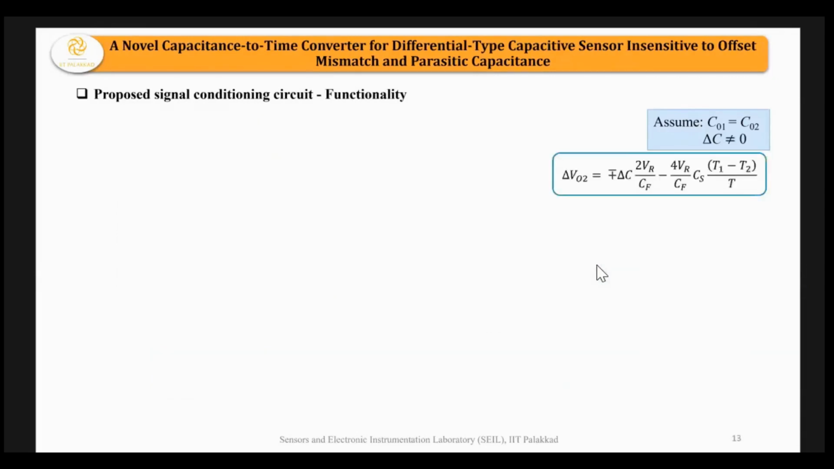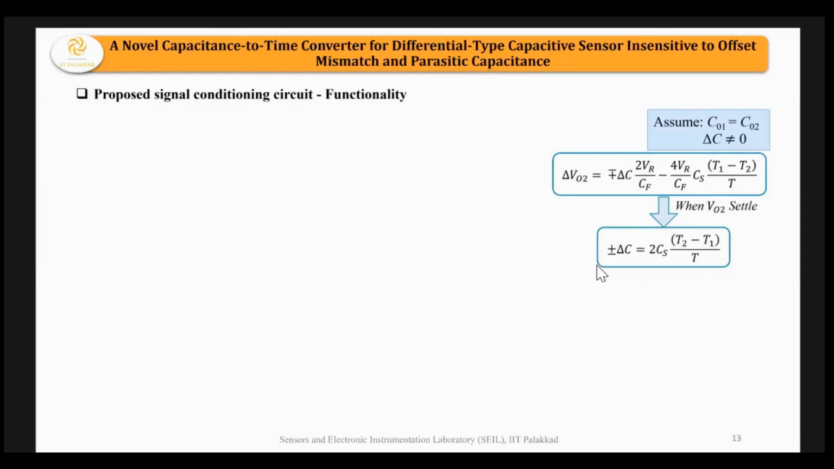So whenever it settles, we can write the change in voltage V02 during each period like this. It's a relation between CS and delta C. Whenever it settles, delta V02 will be 0. So we can say delta C is proportional to T2 minus T1. T2 and T1 are the time periods for which CS is connected to the integrator.